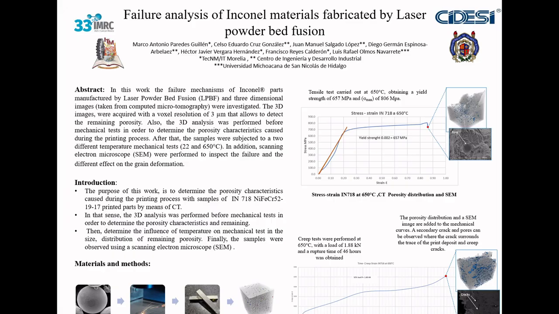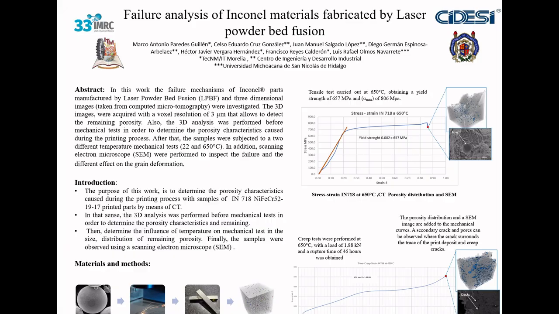CT, computed tomography, has been used for non-destructive inspection of materials since 1980. CT offers 3D imaging inspection that illustrates the density of the sample and locates defects and porosities with great precision. The aim of this work is to determine the porosity characteristics caused during the printing process with samples of Inconel 718 printed parts by means of CT.